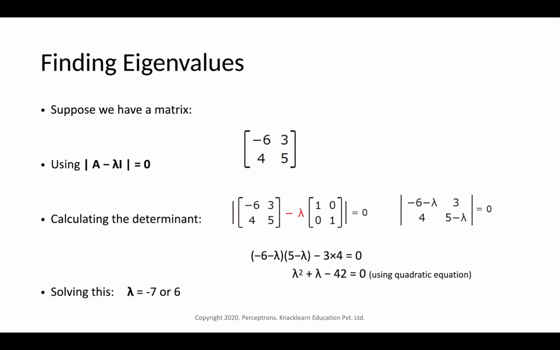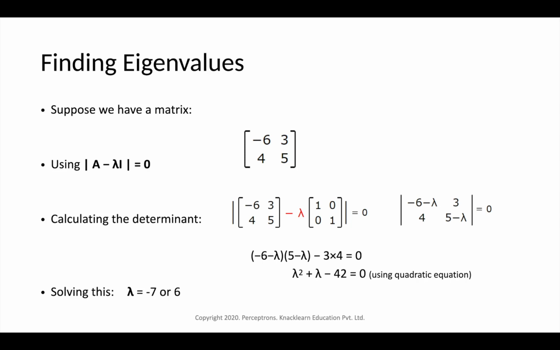Now to do that, I'll take one example. Suppose we have a matrix that is [−6, 3; 4, 5]. This is the matrix we have. We know that the determinant of A − λI should be 0. So we take the A value, that is [−6, 3; 4, 5], minus λ times the identity matrix, which is [1, 0; 0, 1]. Once you compute that, you will get [−6 − λ, 3; 4, 5 − λ], whose determinant equals 0.